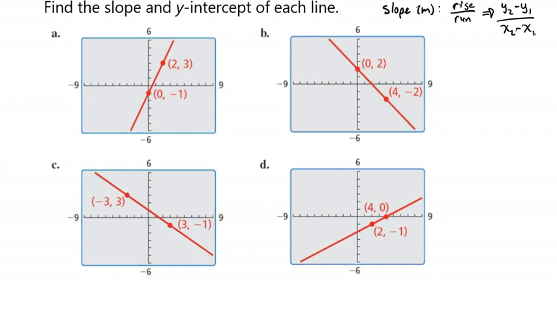So what we're going to be finding for each of these graphs is its slope and its y-intercept. We'll just put y-int for right now. There's a couple things that we can do, and we'll do them as we go throughout.